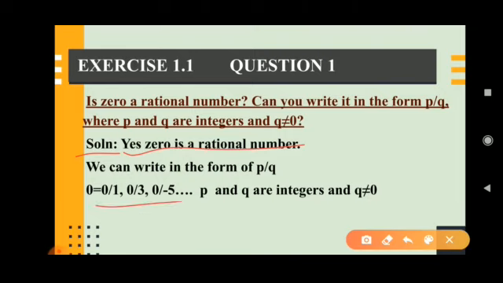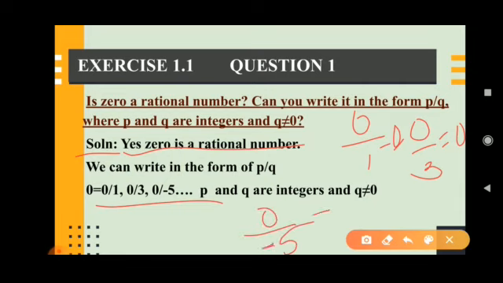How? Observe. If the value obtained is 0, you can take it like this: 0 by 1 or 0 by 3. 0 by 1 is equal to 0. 0 by 3 is equal to 0. Clear? Or you can take 0 by minus 5, again 0. So here this is p, this is q. Here also this is p, and this is q.